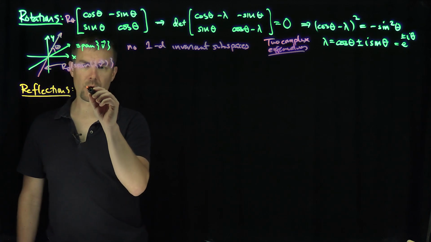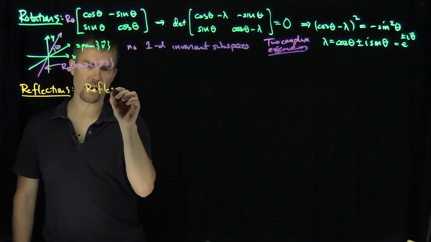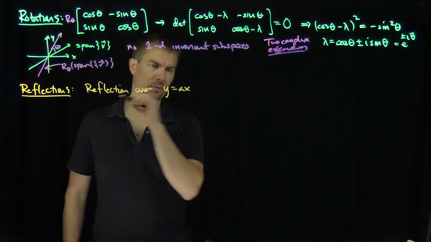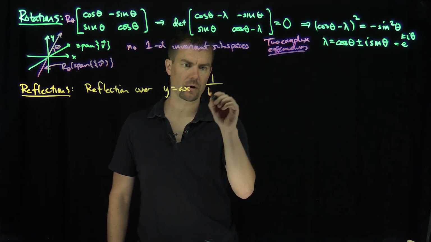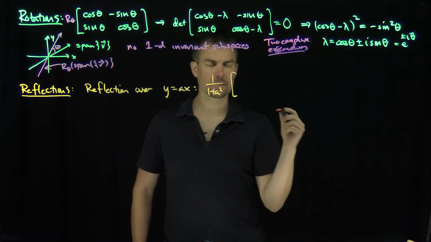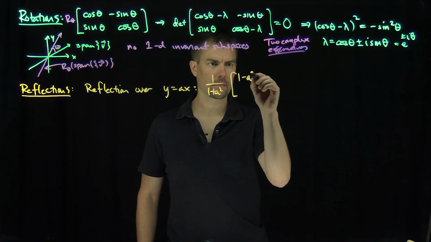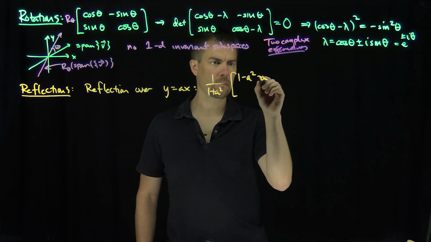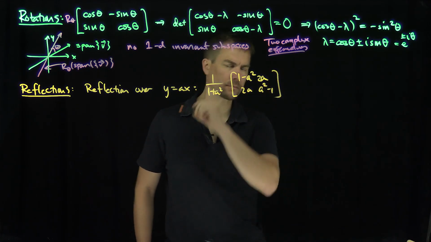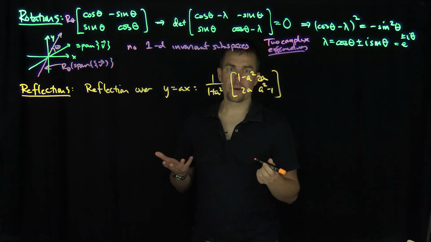Okay. And so if we want to reflect over the line y equals ax, we proved in the previous video that the matrix is 1 over 1 plus a squared, times the matrix with entries 1 minus a squared, 2a, 2a, and a squared minus 1. And so that's what the matrix is over here.